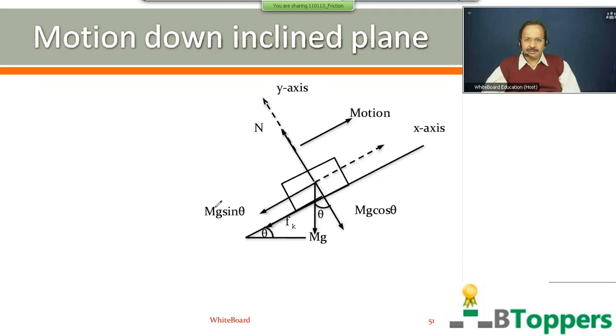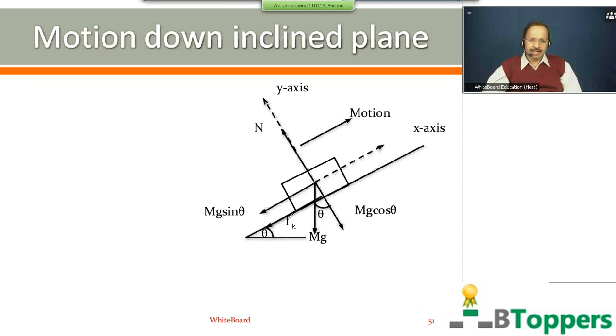So this is the free body diagram for the block. Weight mg acts vertically downwards, which is resolved into rectangular components mg cos theta and mg sin theta. The component mg cos theta acts perpendicular to the inclined surface. Component mg sin theta acts parallel to the inclined surface down the incline. N is the magnitude of normal reaction force on the block, which acts perpendicular to the inclined surface and directed away from the inclined surface.